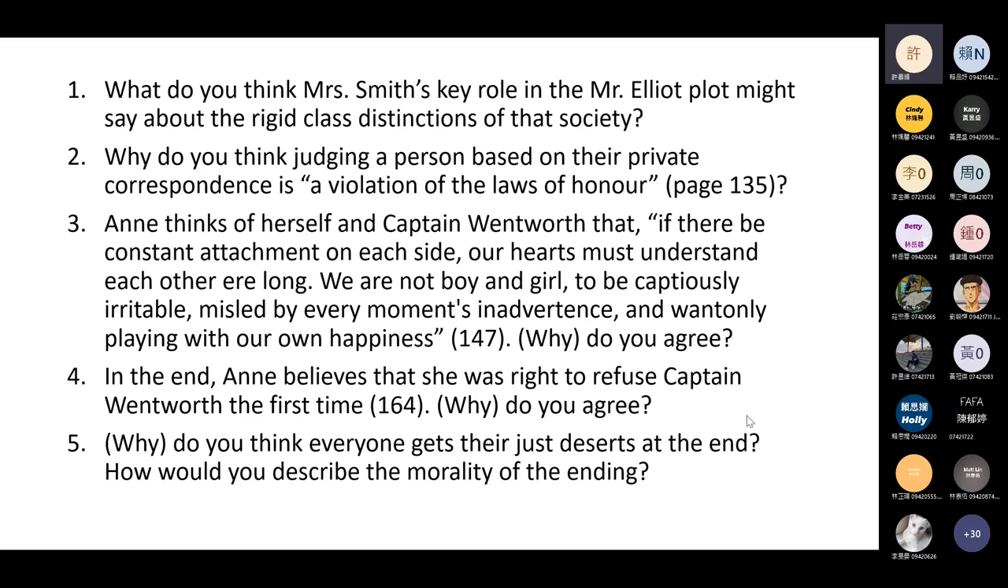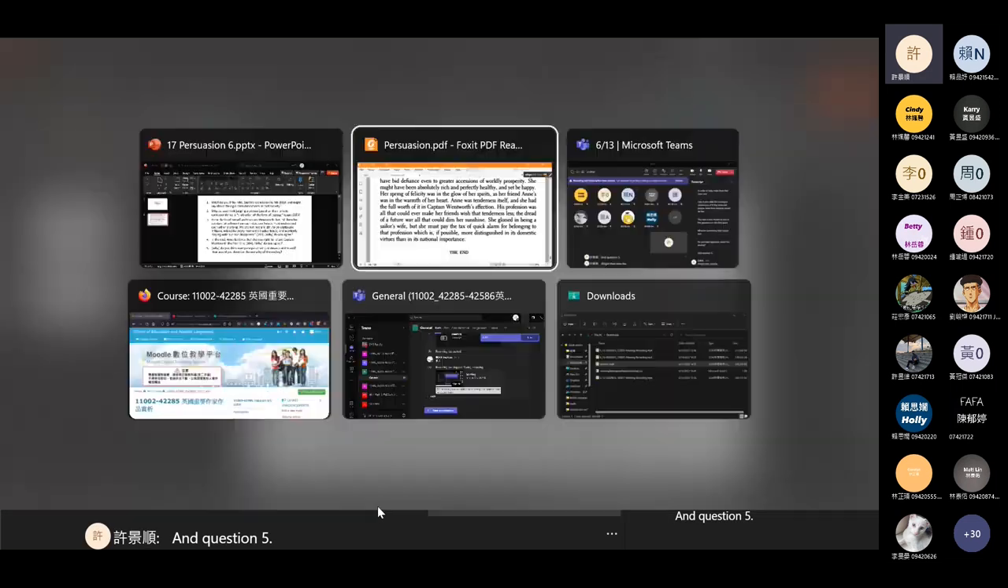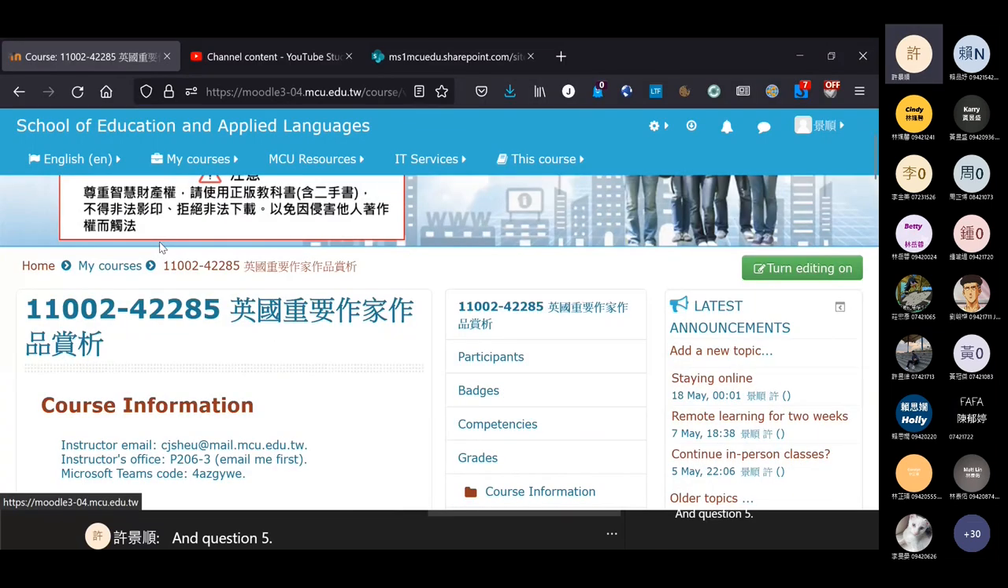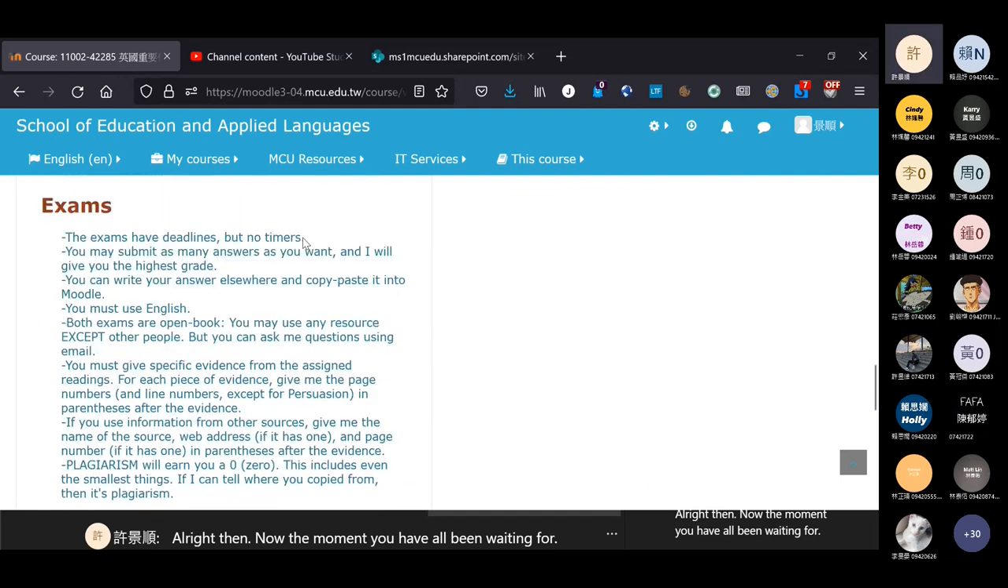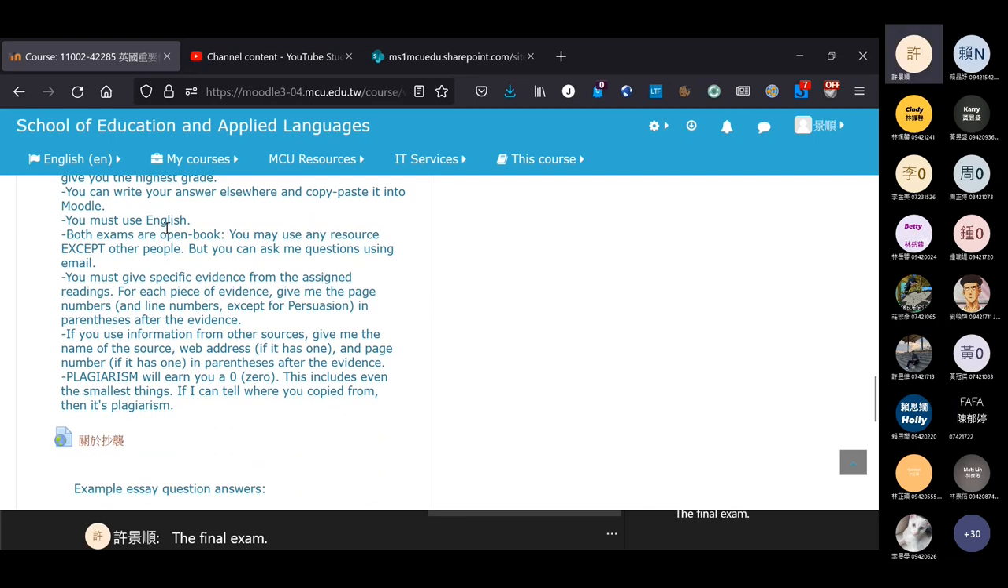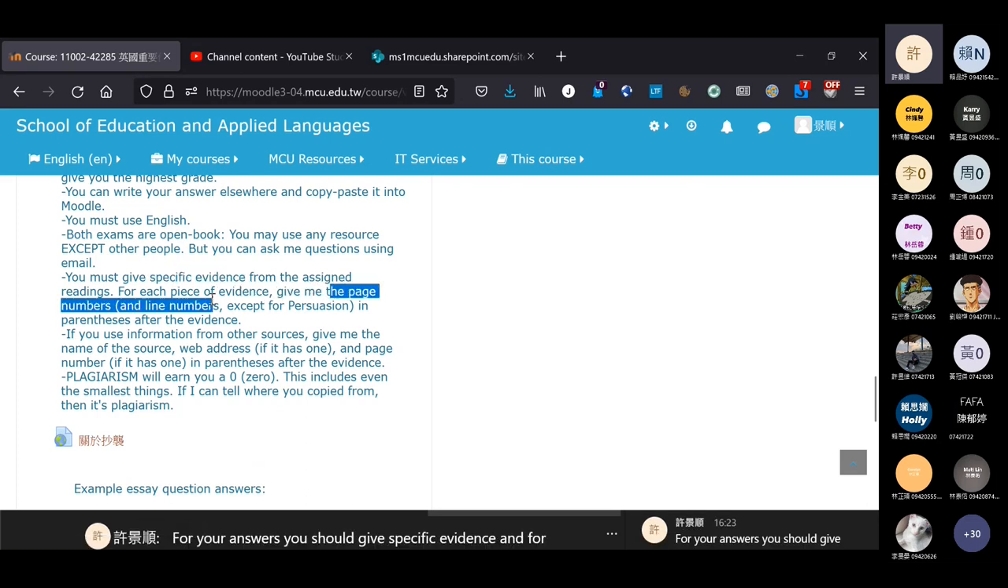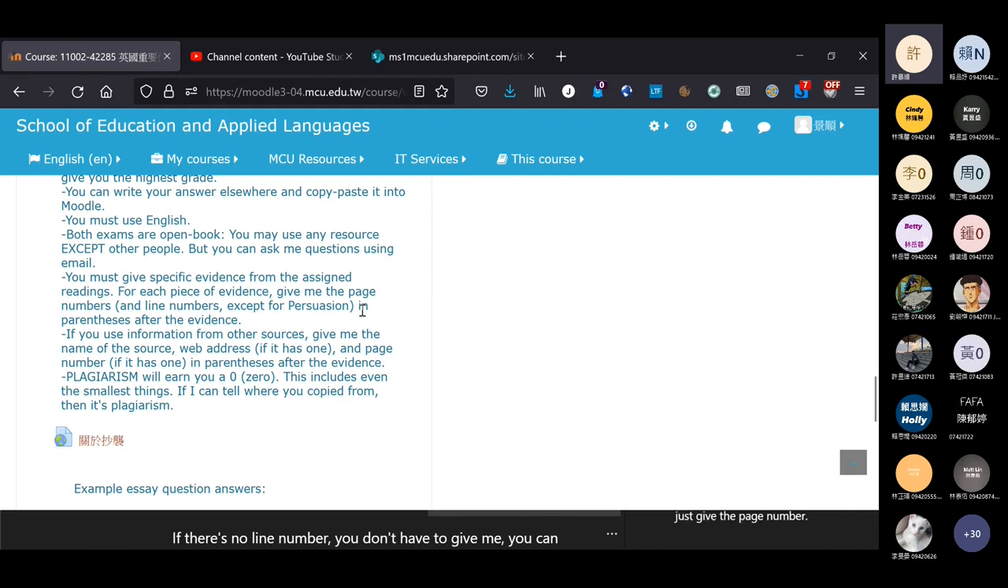All right then, now the moment you have all been waiting for, the final exam. The rules are the same as for the midterm exam. For your answers, you should give specific evidence. And for each piece of evidence, give me the page number and line number. If there's no line number, you don't have to give me, you can just give the page number to tell me where you found this evidence.